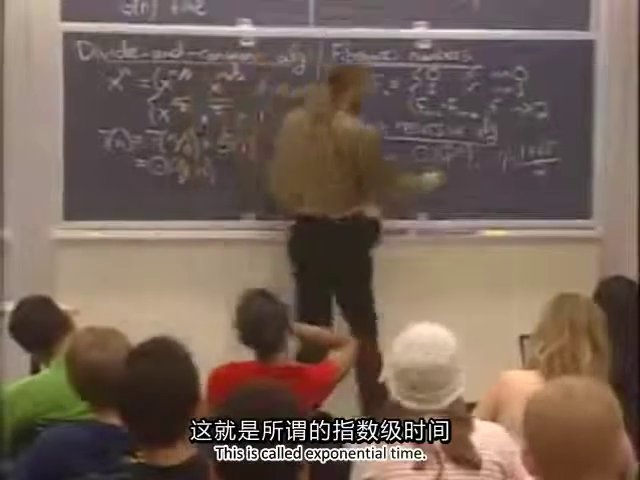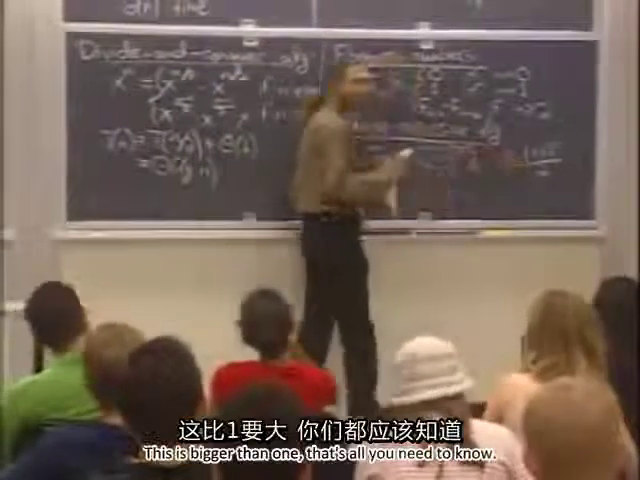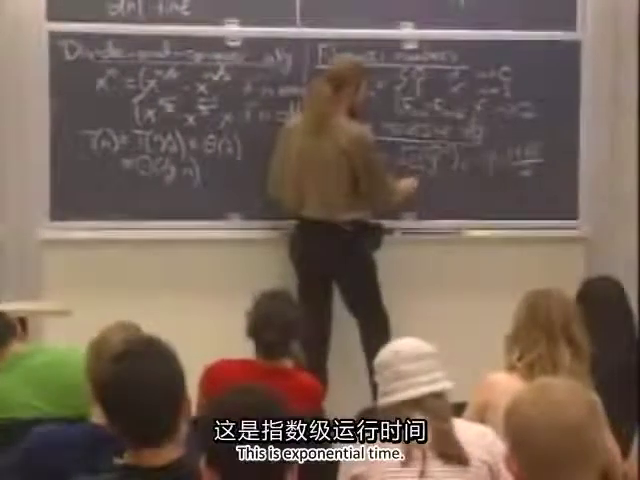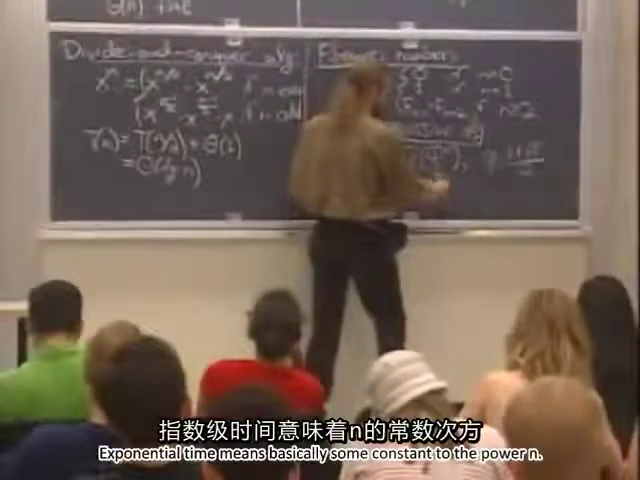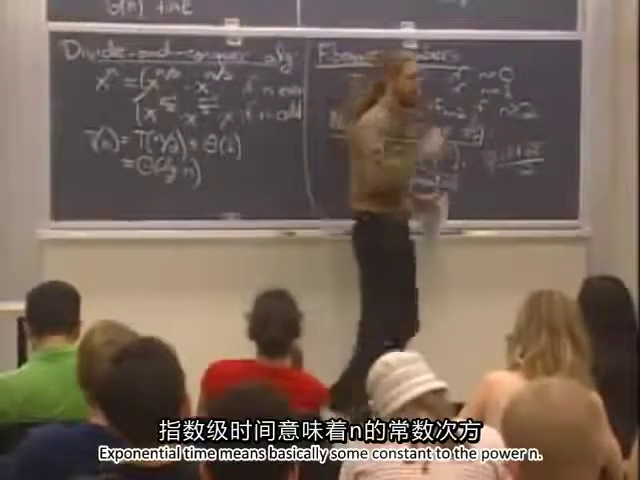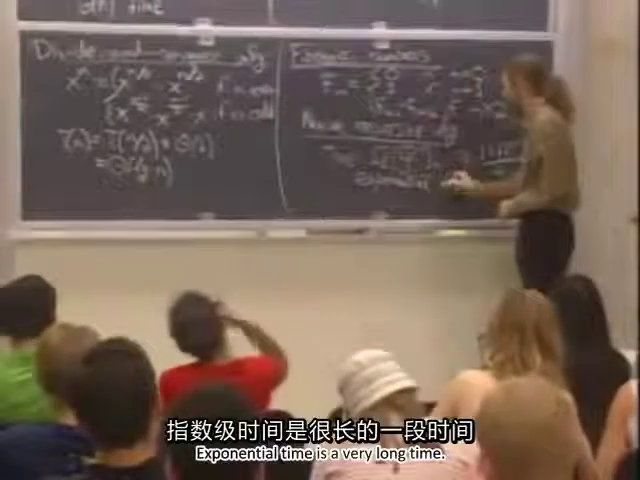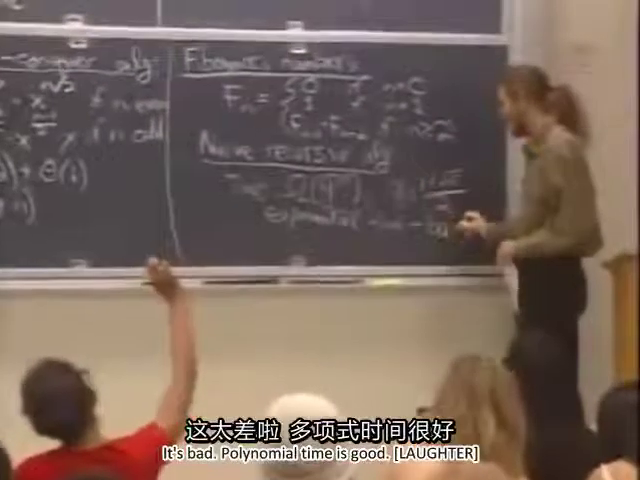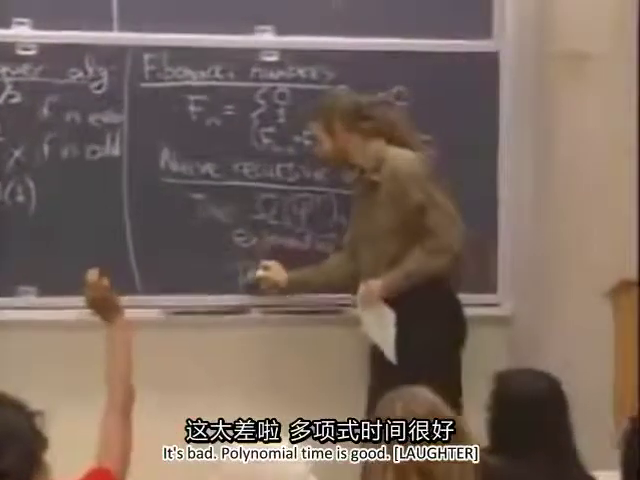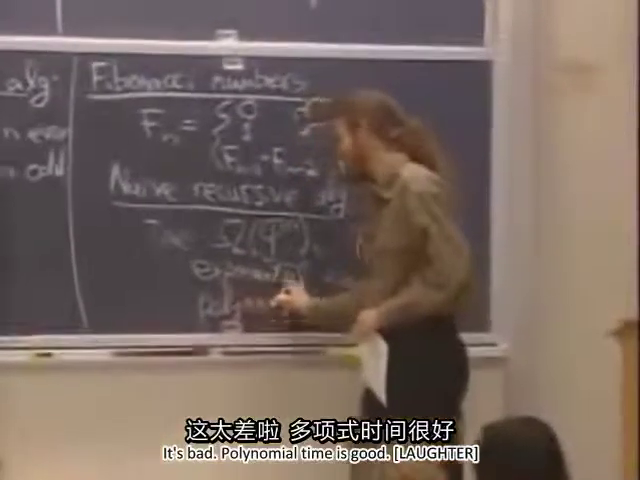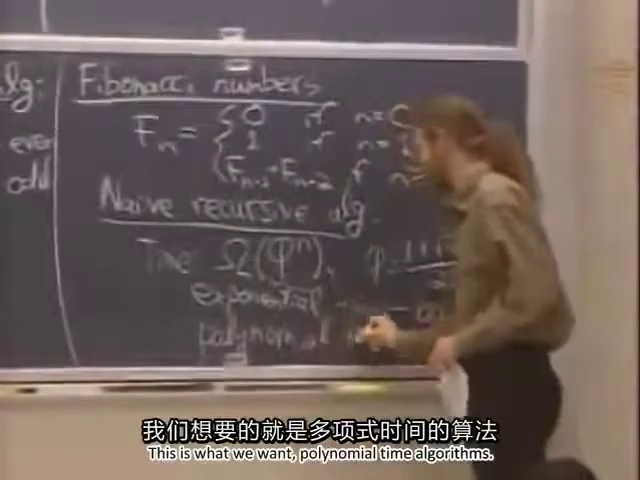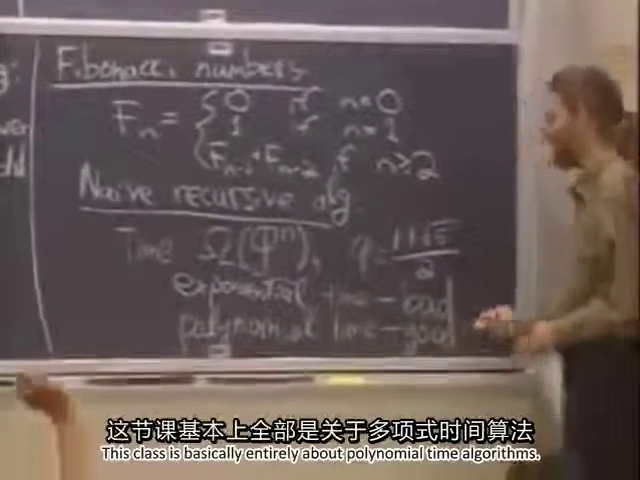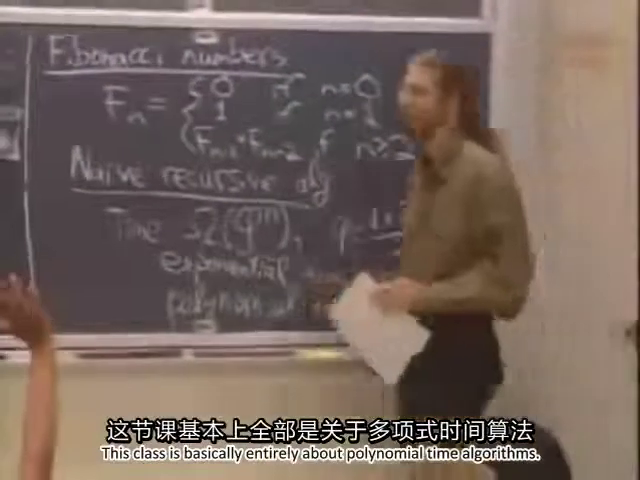Okay, this is called exponential time. I mean, this is bigger than 1. That's all you need to know. Exponential time means basically some constant to the power n. Exponential time is a very long time. It's bad. Okay? Polynomial time is good. So what we want are polynomial time algorithms. This class is basically entirely about polynomial time algorithms.